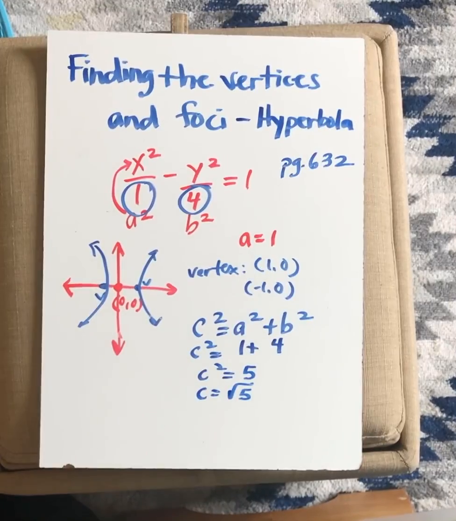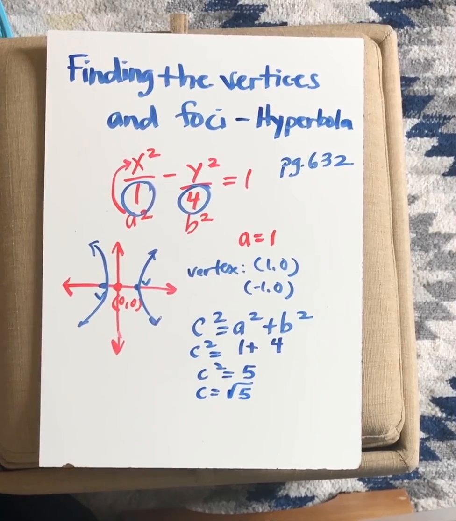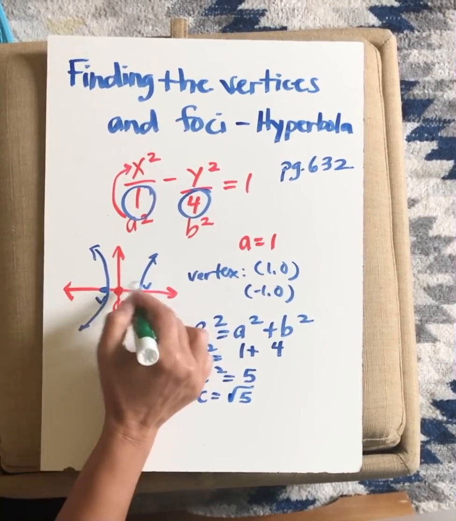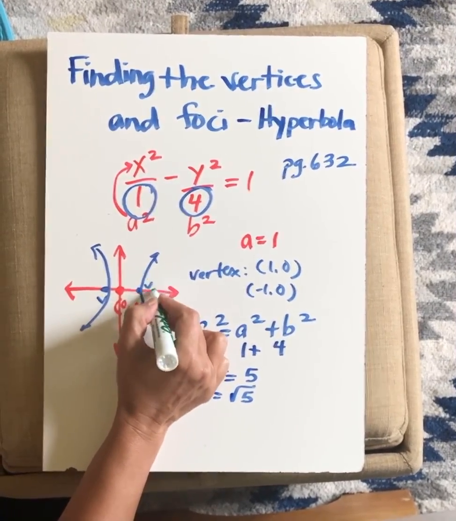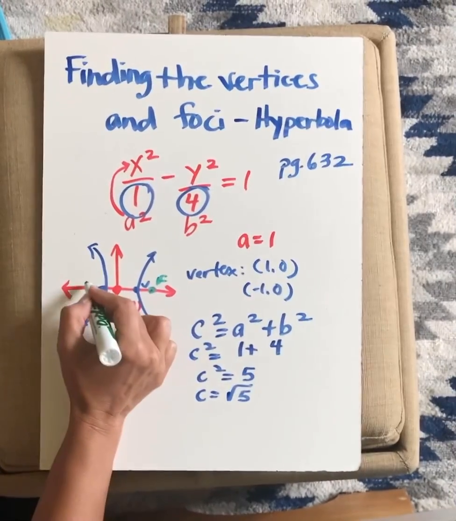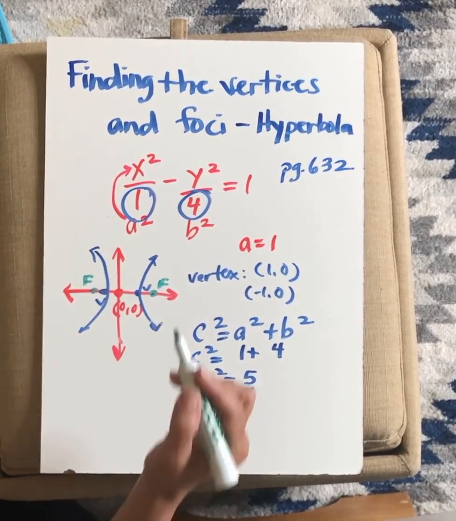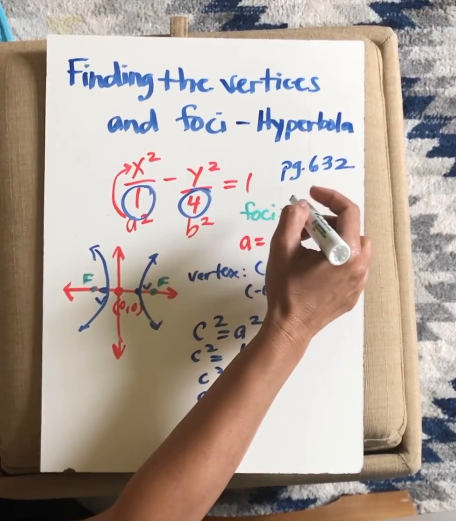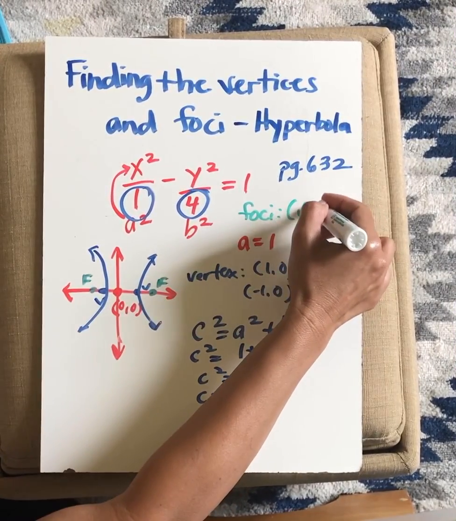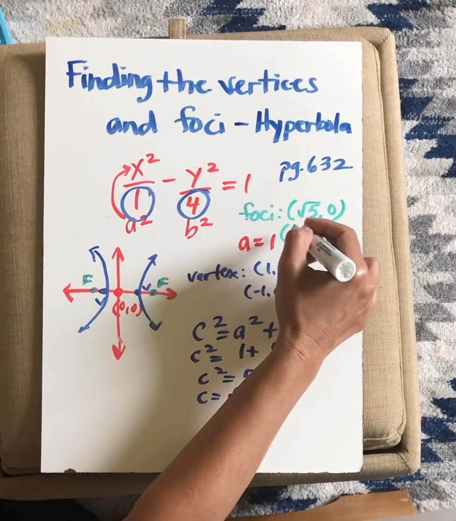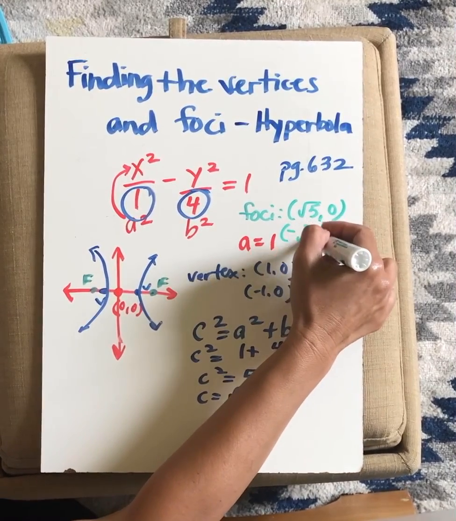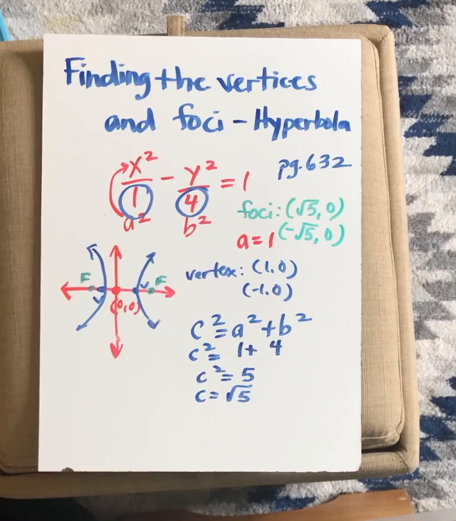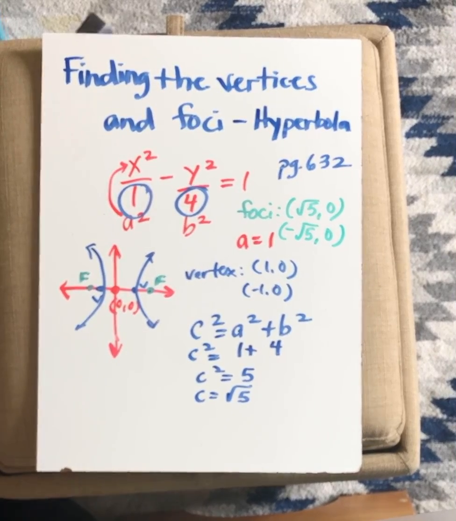So on the hyperbolas, the foci are located over here, also on this main transverse axis. So we'll have a foci there and a foci there. So the ordered pairs for the foci will be located at square root of 5, 0, and negative square root of 5, 0. Okay, let me work out one more example.